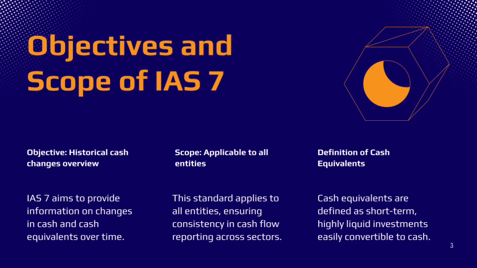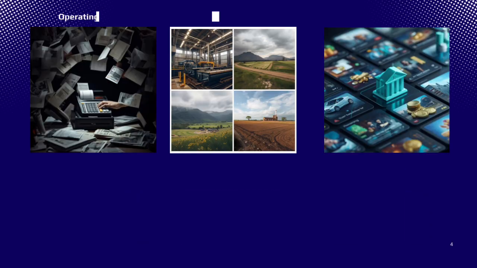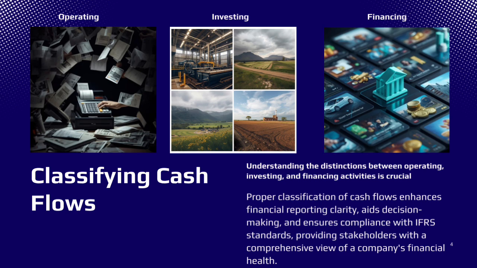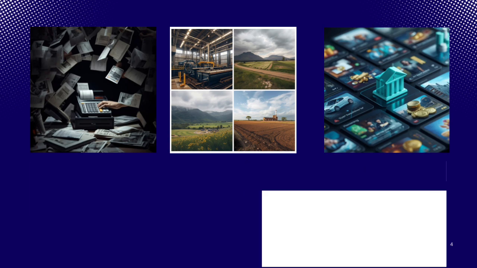This statement is the critical third leg of the financial stool, showing us the actual movement of cash and cash equivalents into and out of the business over a period. It answers the most important question: where did the cash come from, and where did it go? IAS 7 requires all cash movements to be categorized into 3 essential activities. This structure provides clarity and allows users to assess the sources and sustainability of a company's cash flow.